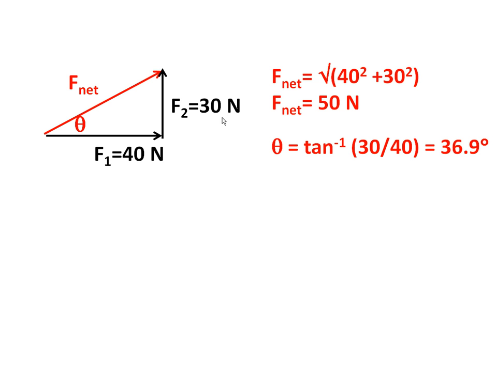To find the angle that the net force vector makes with respect to the x-axis, you can take the inverse tangent of the opposite side over the adjacent side of the triangle. So 30 divided by 40, and that's about a 36.9 degree angle.